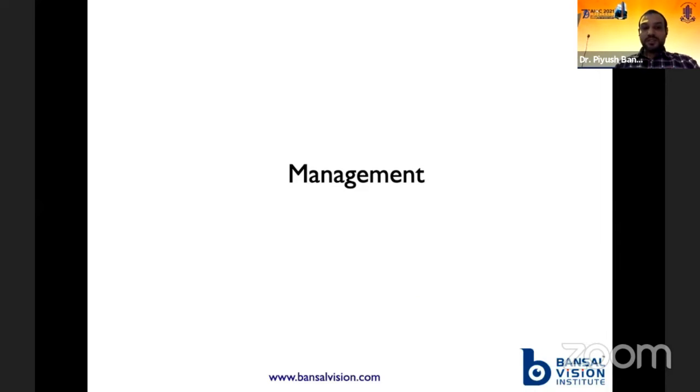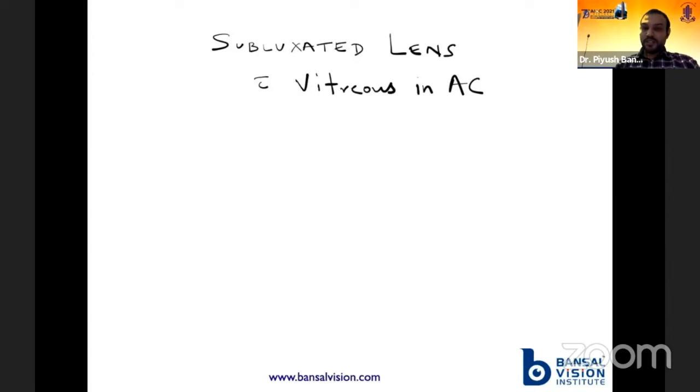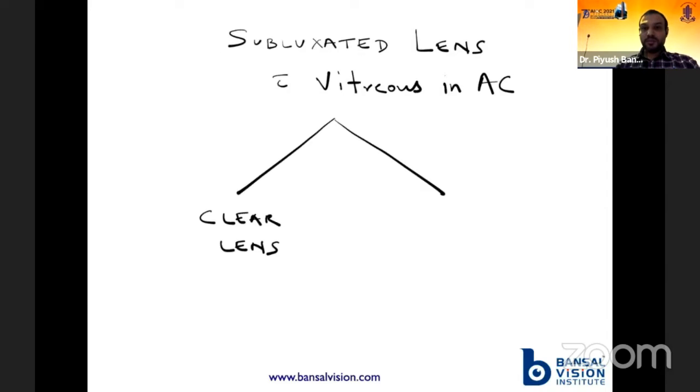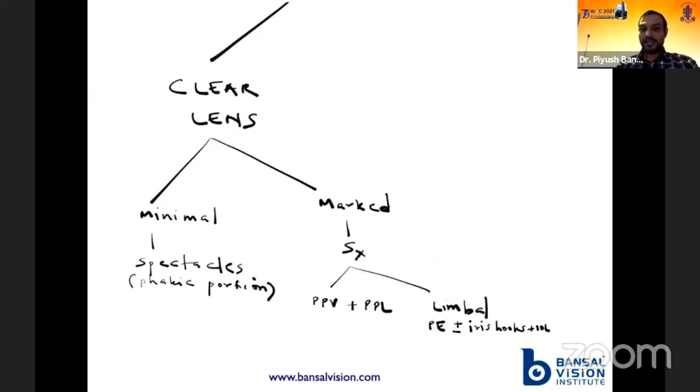So obviously, the first stage of management would be to control the intraocular pressure if there is secondary glaucoma, and if there is a lot of inflammation, then controlling the inflammation. The definitive intervention would then be either spectacle correction or surgical intervention. Now, in cases of subluxated lens with vitreous in AC, there are two options. It can be a clear lens or it can be a cataractous lens.